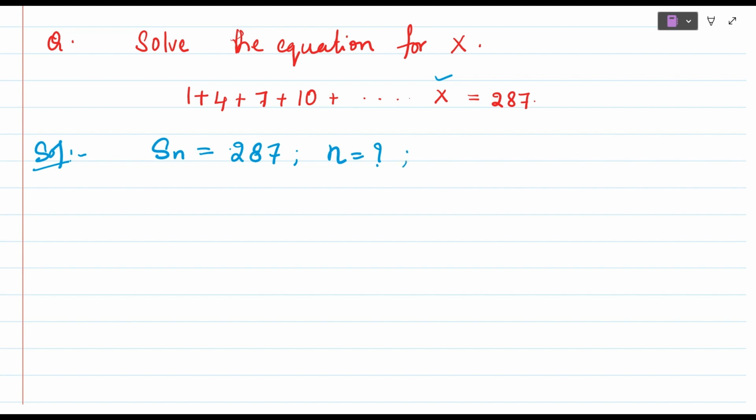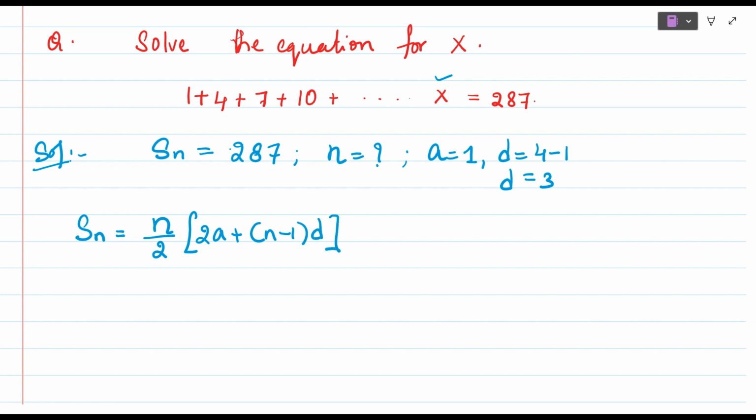Next, the first term they have given is 1 and the common difference, if you calculate 4 minus 1, gives 3. So first, you know the Sn formula. By this you have to find the value of n first. We don't know how many terms are there. Next, Sn is equal to, what is the formula, students? n by 2 into 2a plus n minus 1 into d. So apply the values. Sn is equal to n by 2 into 2 into 1 plus n minus 1 into 3. Now solve this. Sn we know the value 287.